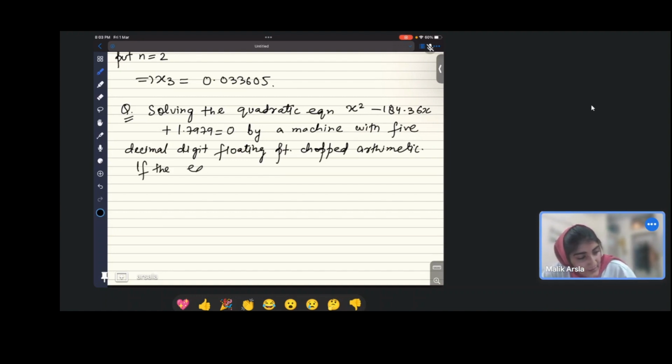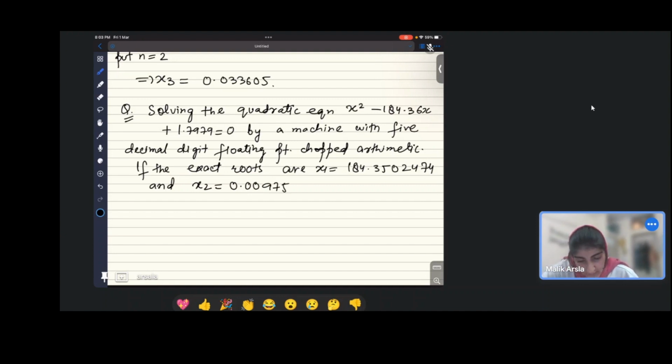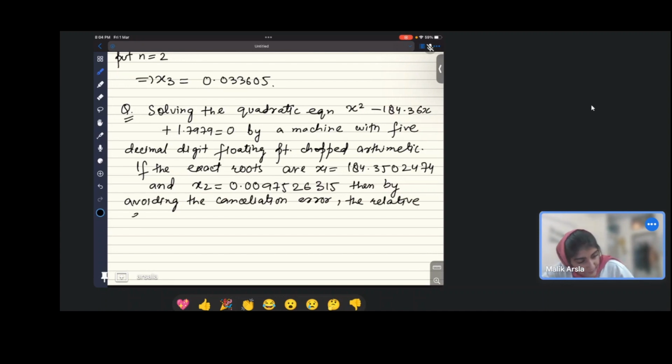If the exact roots are x1 equal to 184.350247 and x2 equal to 0.0097526315, then by avoiding the cancellation error, the relative errors for the roots are given by.